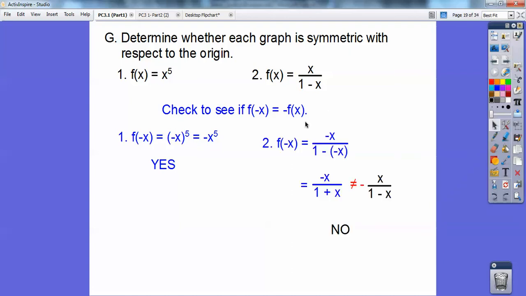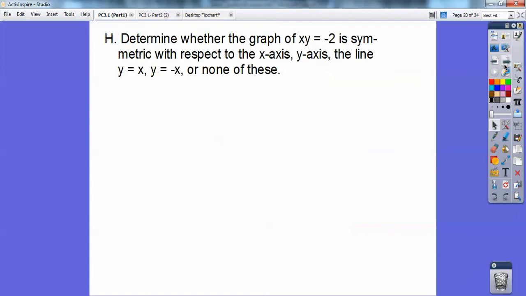Okay, when I plug in negative x to this one, however, it gets me x plus 2 and this negative x. These are not equal to each other. This is not equal to the original equation right here, or the opposite of it. So no, it's not symmetric with respect to the origin. Okay, here's one that I want you to try: xy equals 2. Is it symmetric with respect to the x-axis, y-axis, the line y equals x, or the line y equals negative x, or none of these?